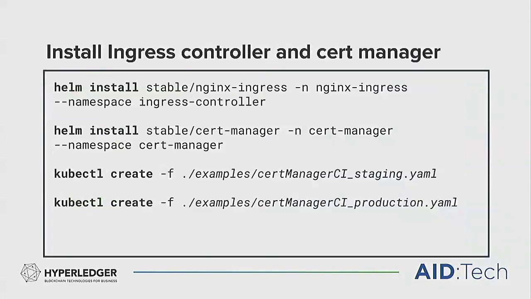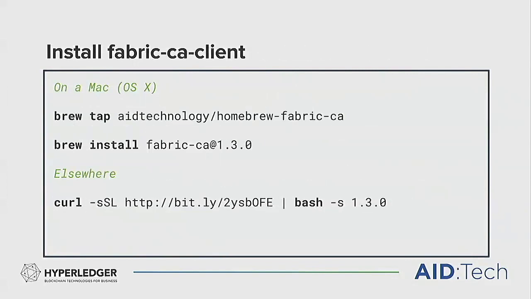The first thing that we need to do is install Helm on our cluster, which is pretty easy to do. And you'll also need to install an ingress controller and a certificate manager, because we need some of the components of the system to talk to the rest of the internet, especially the certificate authority, but also potentially the peers and the orderers, depending on how distributed your cluster is. And we'll need to install the CA client. You can do that with our Brute app, or you can use the script provided by Hyperledger Fabric.